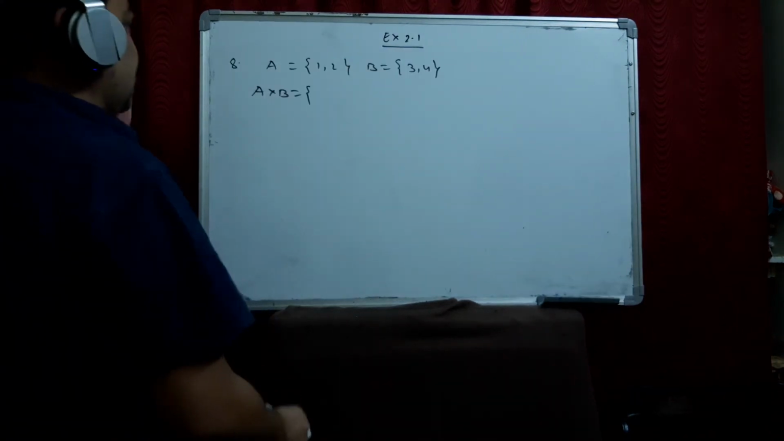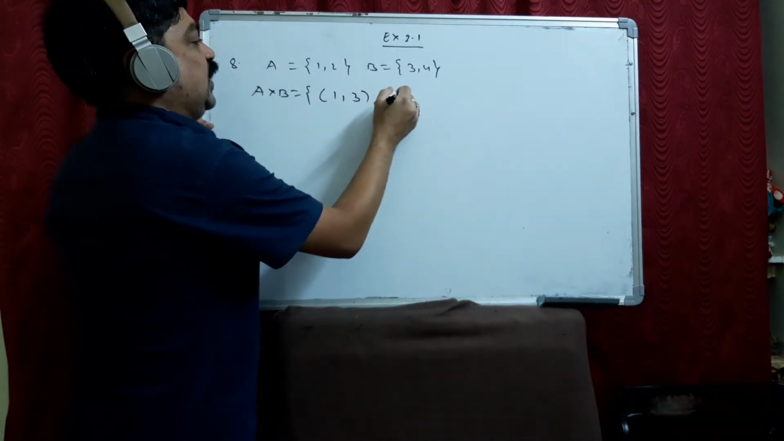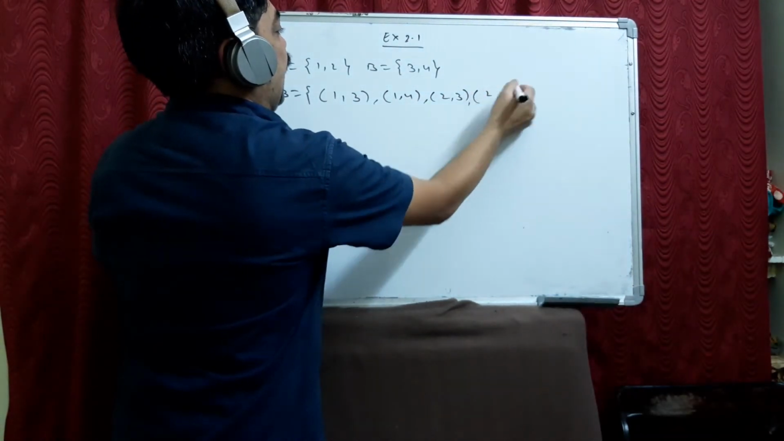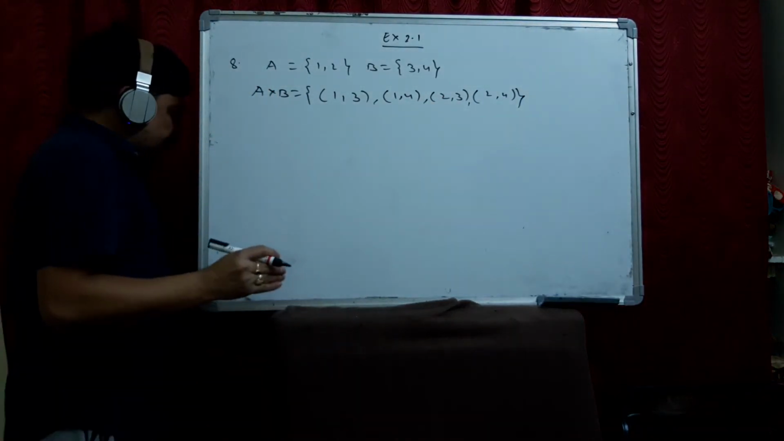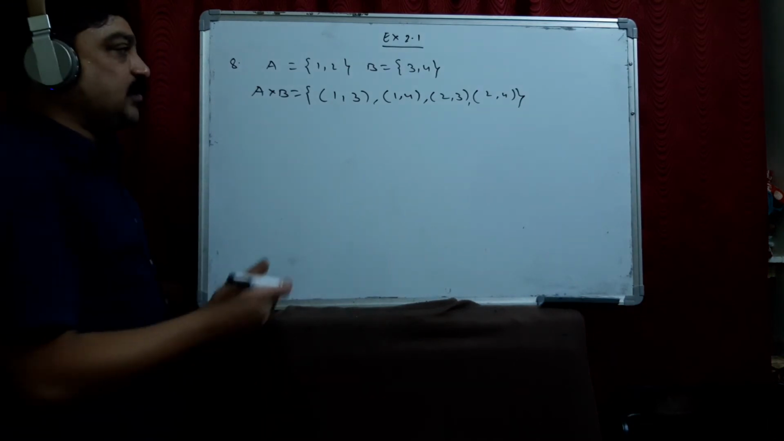See, in this question, you are asked to write A cross B. Okay, let us write A cross B. 1 comma 3, 1 comma 4, 2 comma 3, 2 comma 4. And we are asked to check. Next question is, how many subsets will A cross B have? What is the number of subsets?